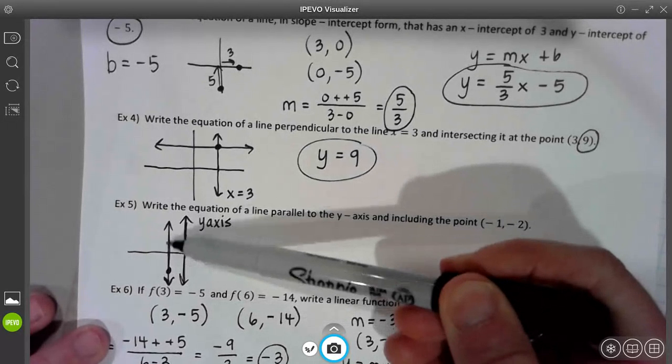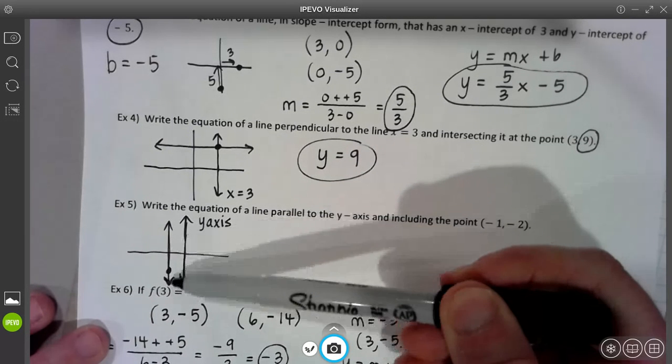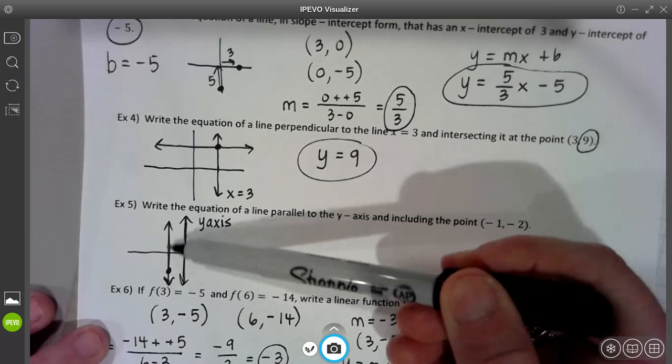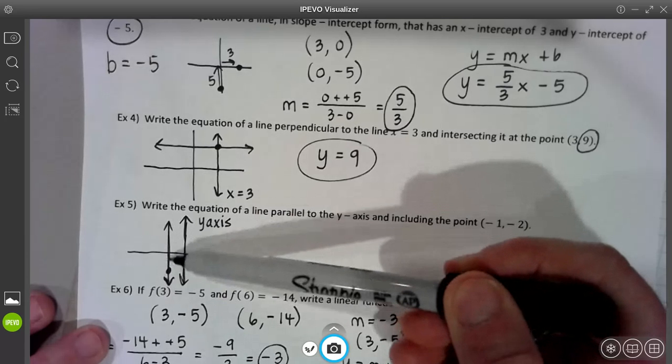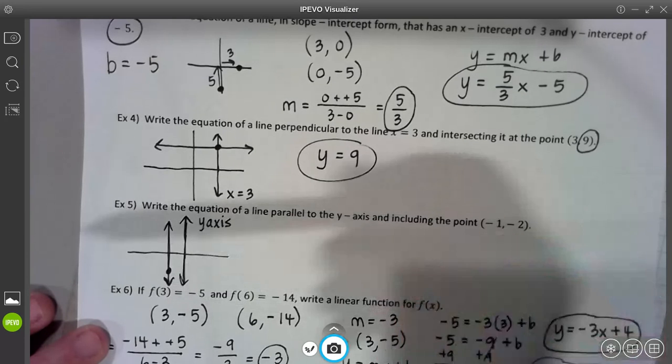So guys, on our line, which coordinate never changes? All we're doing is going up and down, but never left or right. So which coordinate never changes?